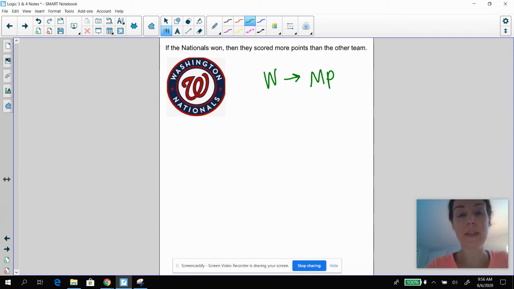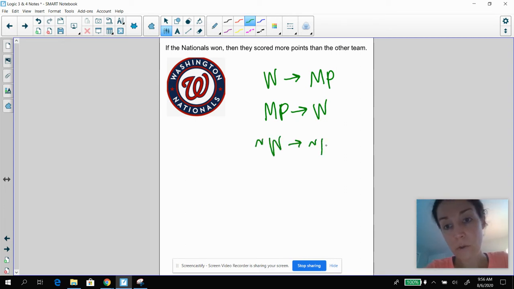All right, so hopefully you wrote down that the converse is if they scored more points, then they won. The inverse is if they didn't win, then they didn't score more points. And the contrapositive is going to be if they didn't score more points, then they didn't win.